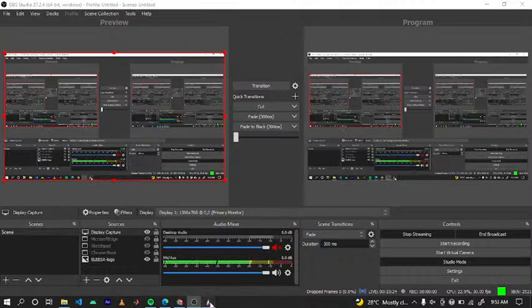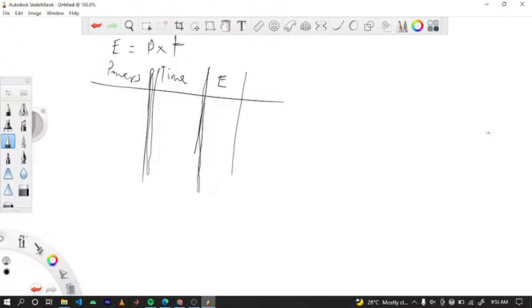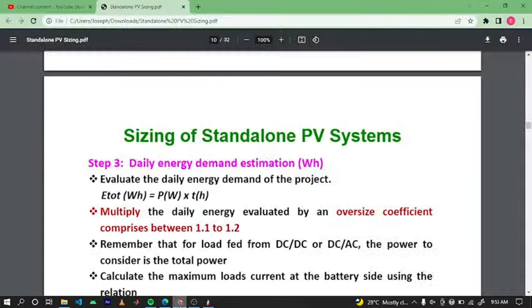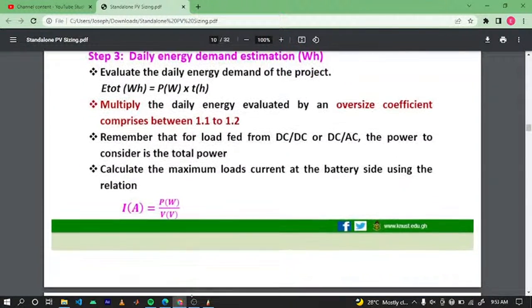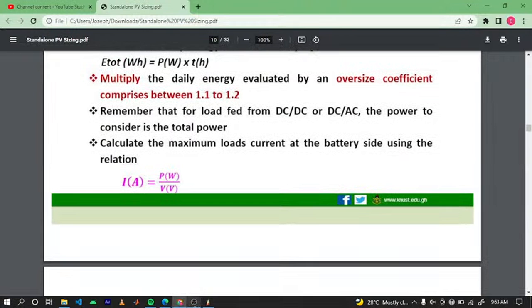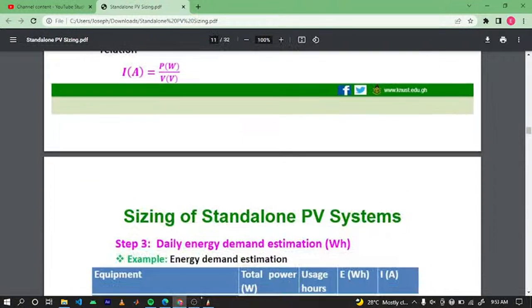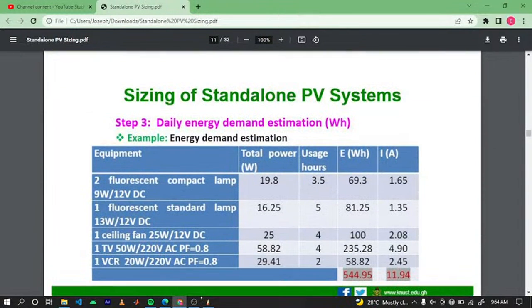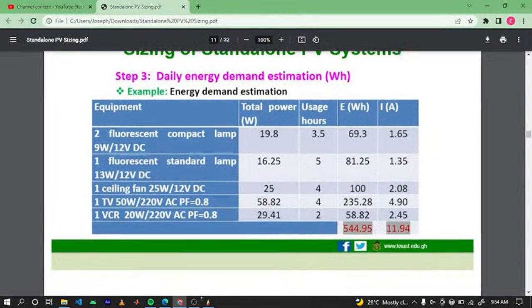okay, please, I hope you can hear me. So, through power times time, we also have to evaluate the current through each of the loads. But we'll use it in the future. But we just have to evaluate it in this step so that we don't have to draw the table again.